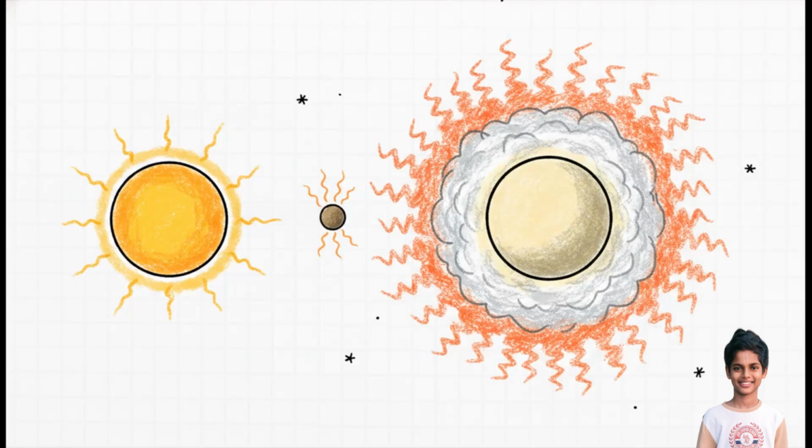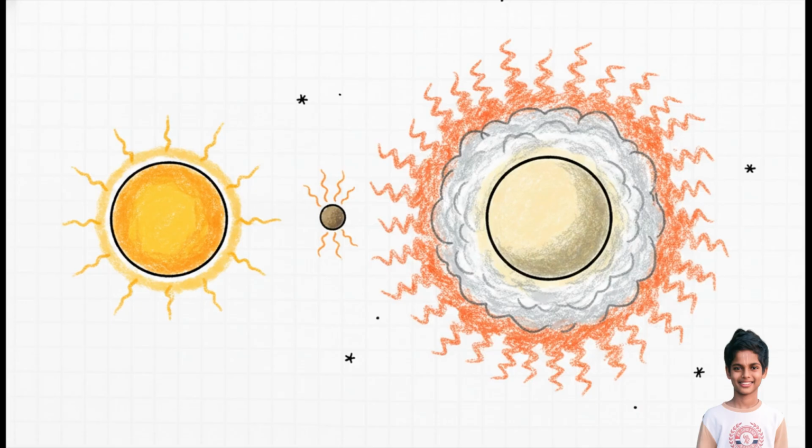But my dear students, watch out. Examiners absolutely love a trick question. Is distance from the sun the only thing that determines how hot a planet gets? No way. Look at Venus. Venus is actually farther away from the sun than Mercury is. But guess what? Venus is way hotter than Mercury. Why?